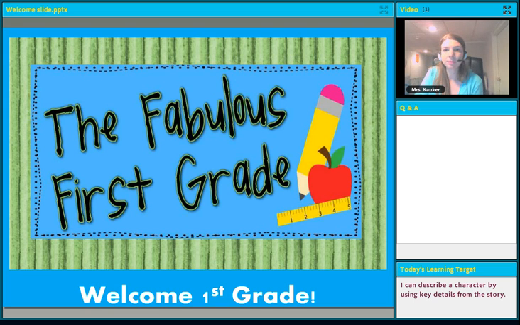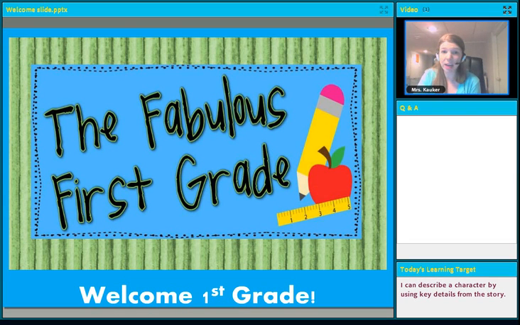I can describe a chart by using key notes from the story. Good. You're close. I can describe a character by using key details from the story. So we've been working on describing characters. And last week we read Skippy John Jones and the Big Bones.